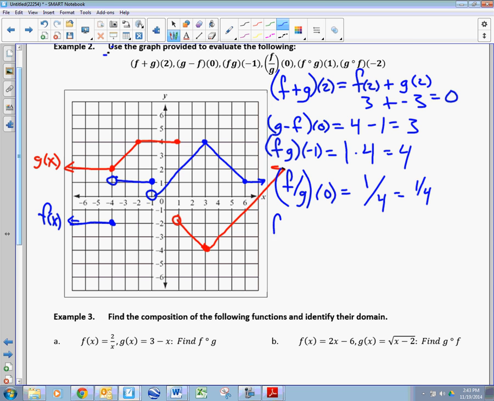And now I have f of g of 1. What do I do? Plug 1 into g. When you plug 1 into g, what do you get? You get positive 4 because g of 1 is not negative 2. It is positive 4. So now this becomes f of 4. What is f of 4? F of 4 is 3.